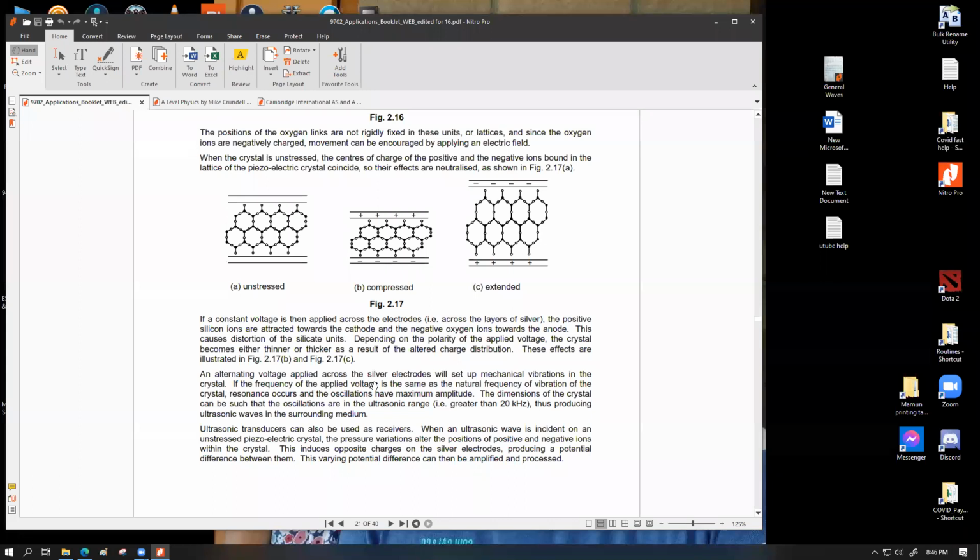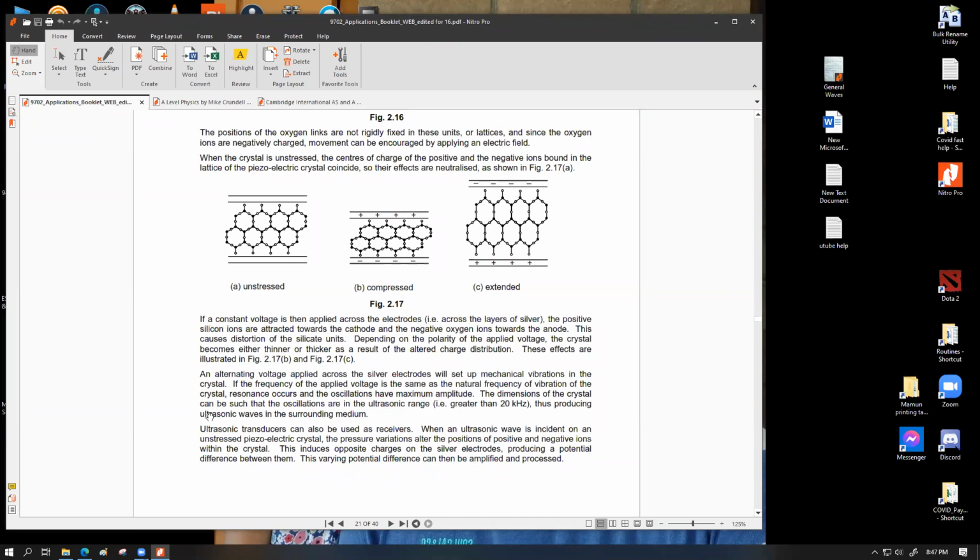An alternating voltage applied across the silver electrodes will set up a mechanical vibration in the crystal. In this case, we were talking about a fixed voltage. For one polarity of fixed voltage, you get compression; for the other, you get expansion. But if we start to apply an alternating voltage, this crystal is going to start to vibrate. And if the frequency of the applied voltage is the same as the natural frequency of vibration of the crystal, resonance occurs and the oscillations have maximum amplitude.